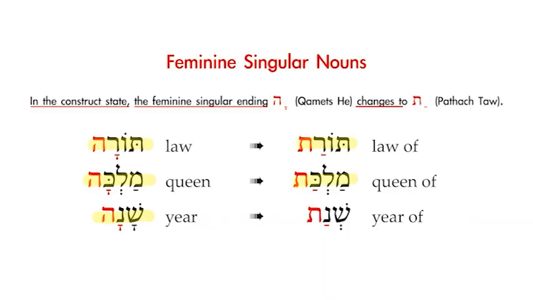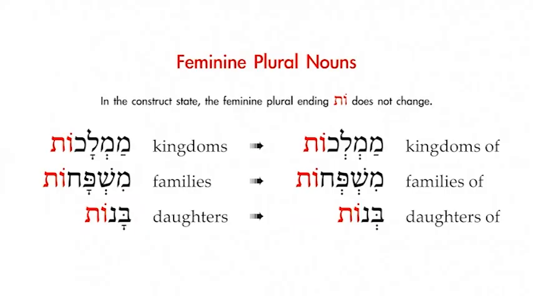toraht, malkat, shanat. This makes it very easy to identify feminine singular nouns in the construct state. The change in form identifies the change in function. What about feminine plural nouns? In the construct state, the feminine plural ending -ot does not change.